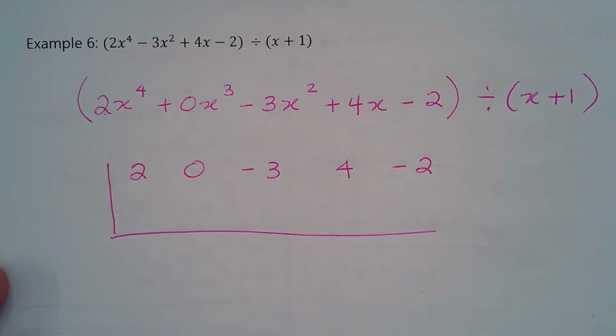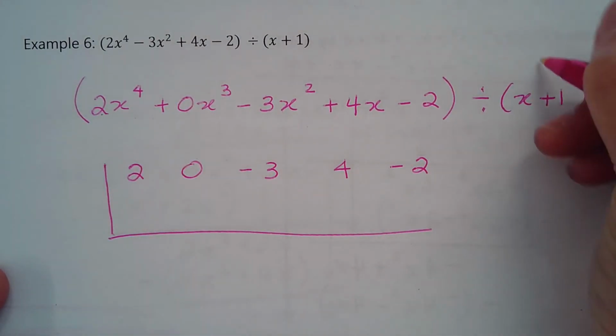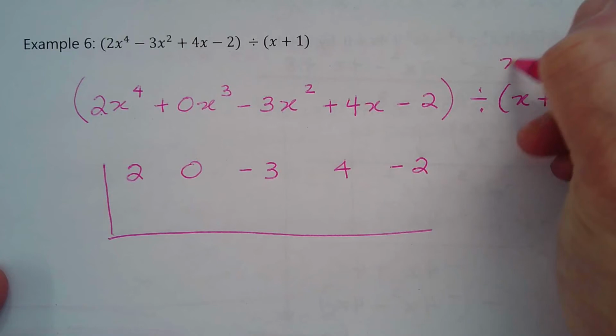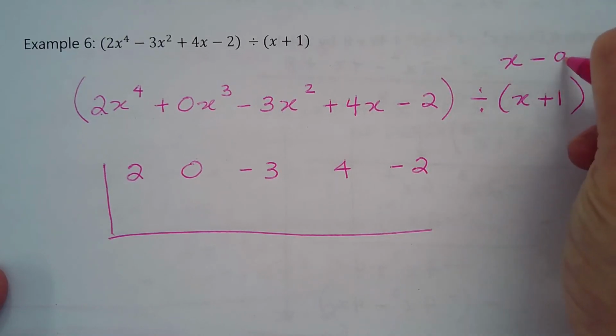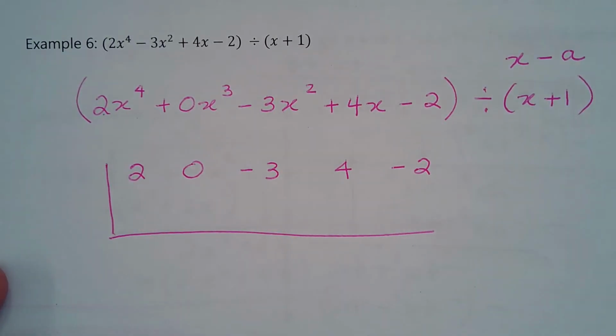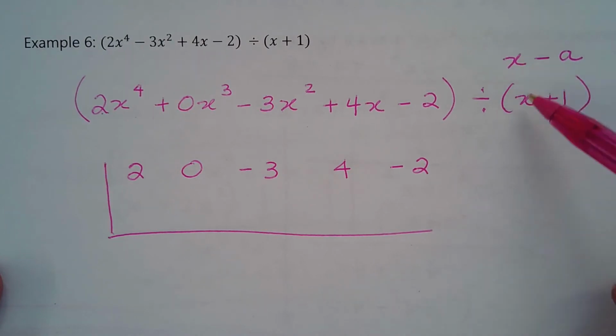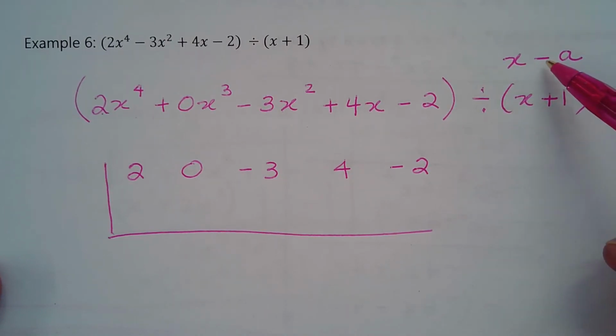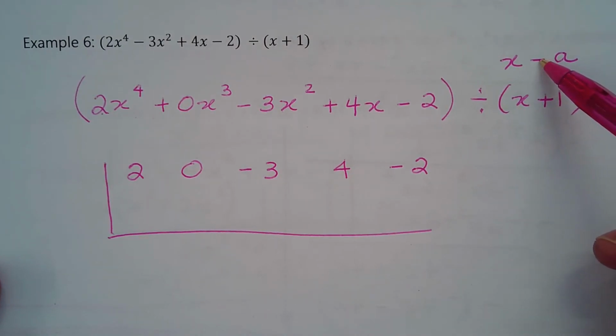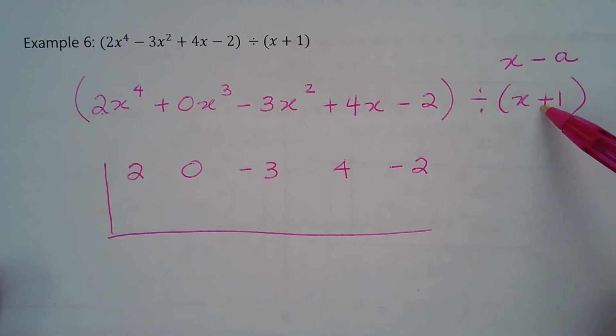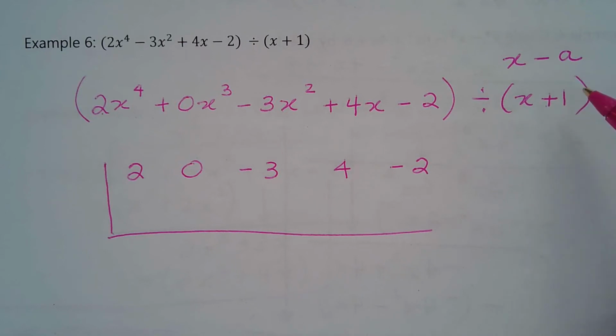Now the divisor is going to be x minus a value, x minus a. So x is there, but this one is supposed to be minus, and this is plus. So what can we do so it looks like x minus?